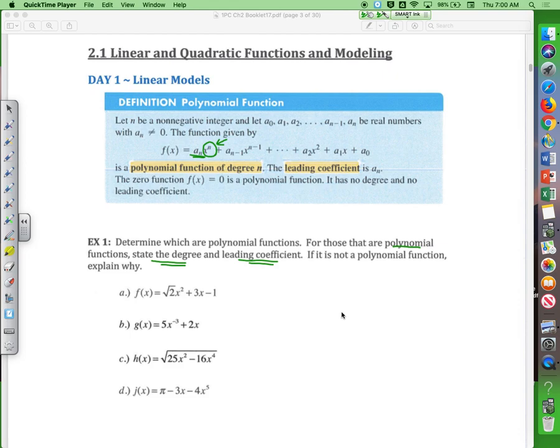So if you look at letter A, the variables are x squared has a positive exponent, x to the first has a positive exponent, and you have a constant term on the end. You have this square root of 2 out in front, but that's just a coefficient, so that's okay. Makes this thing a polynomial function because all the variables have an exponent that's a whole number, so this is a polynomial function.